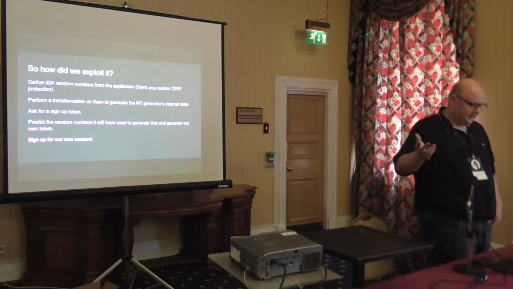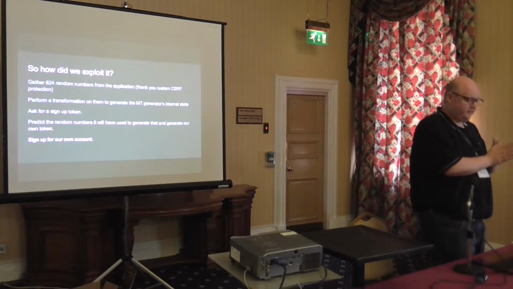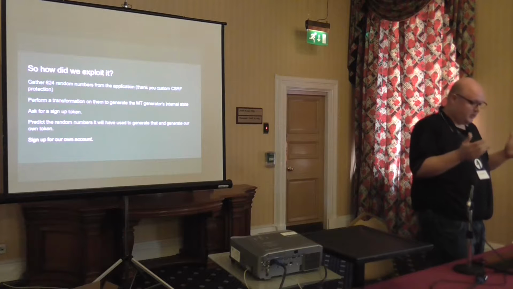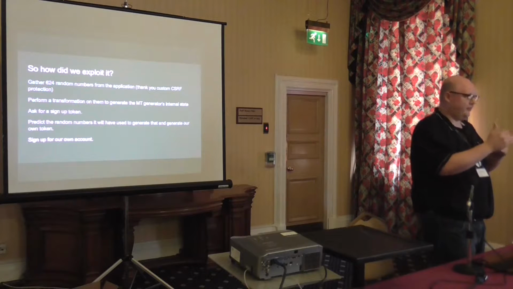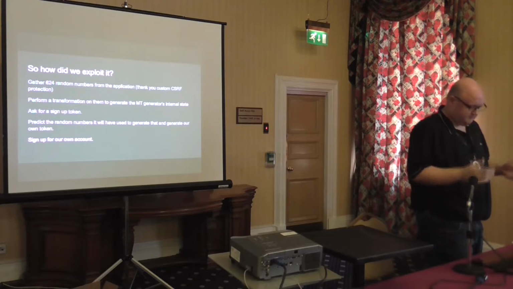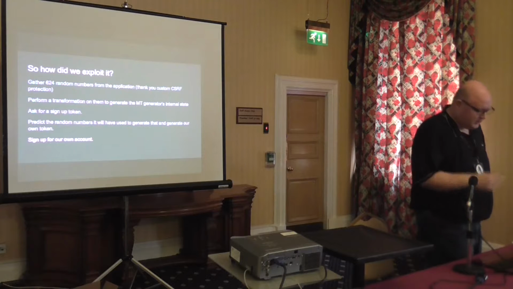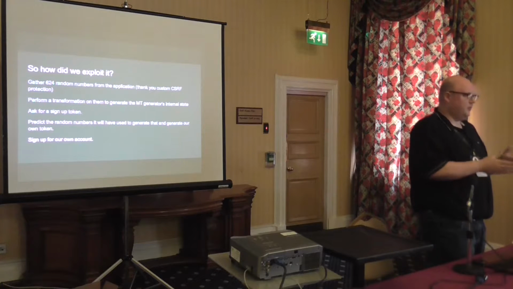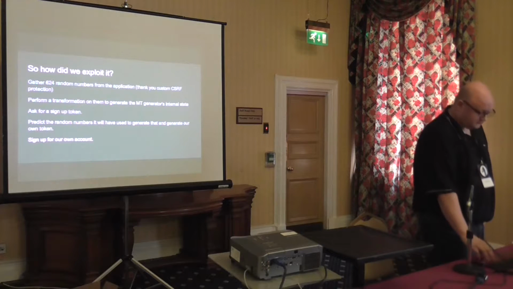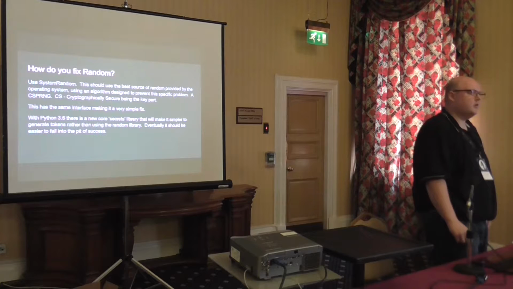So what I did was, like I say, I pulled in a whole bunch, then it was actually a pretty straightforward transformation. Ask for a sign-up token. I do that really quickly after having gathered the random numbers so that I'm sure that I'll get the sequence right, because otherwise it could be a couple more if somebody else has made a request in between. And then I just predict the random numbers that it has generated, generate my own token and sign up for an account.